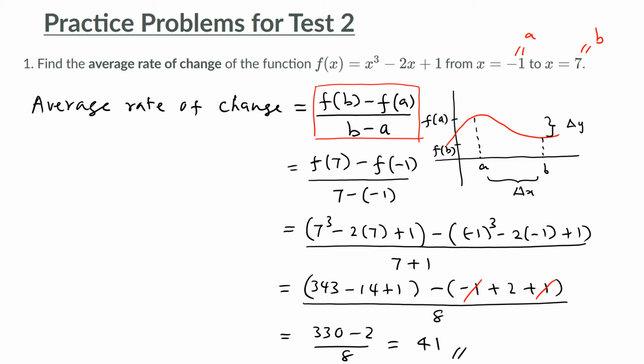Yeah, so we use the definition and plug in the values. So average rate of change is written as delta y over delta x. Okay, so let's go to the next problem.